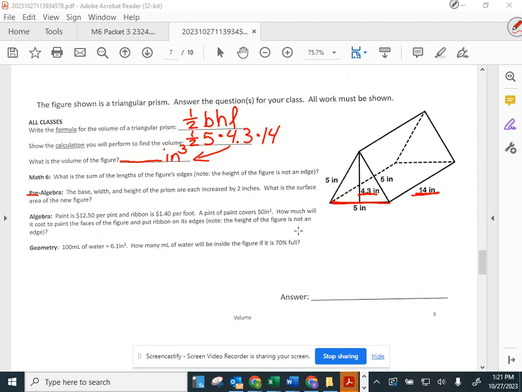Now, key thing for the pre-algebra. It says the base, the width, and the height of the prism are each increased by 2 inches. What is the surface area of the new figure? Not what is the volume. So we're not doing volume. We're doing surface area like we did on the last page. So you need to think of what the area is of each new side when it gets bigger, and then add all of those together.